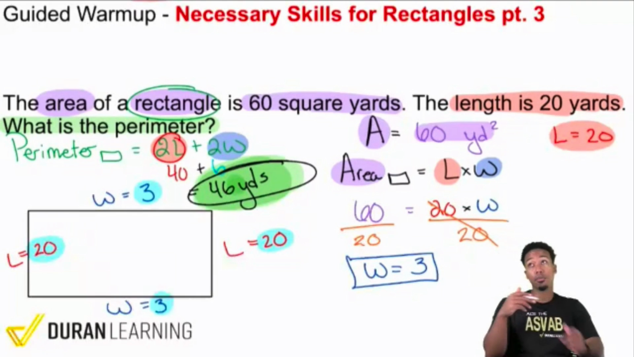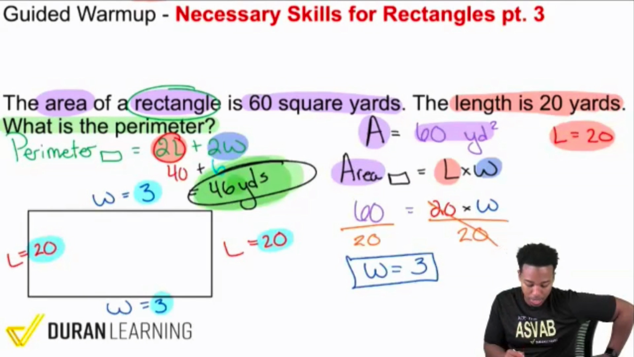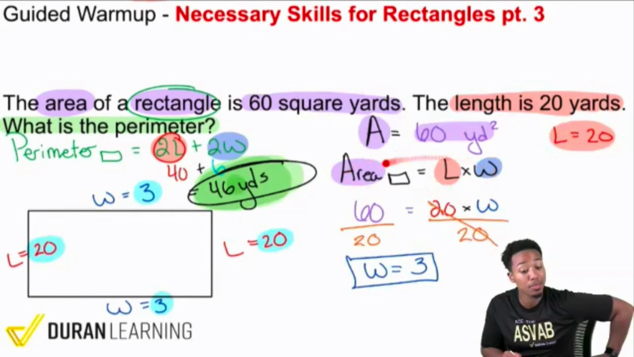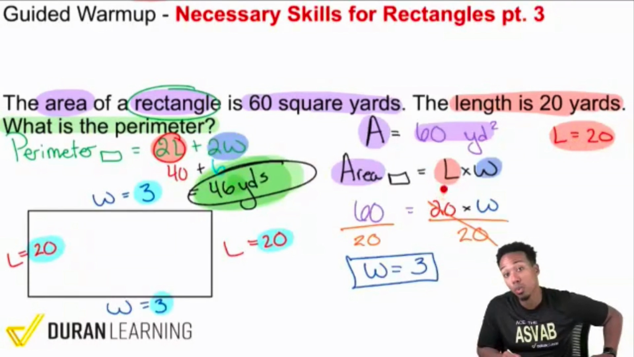Well, for the problem for perimeter, I need length and width. Can I get the width from the area? Yes, because the area formula for a rectangle is length times width. And so all we needed to do was say, hey, I'm going to plug in my area. That's 60. I'm going to plug in my length. That was 20. Now all I need to do is figure out 20 times what gives me 60.